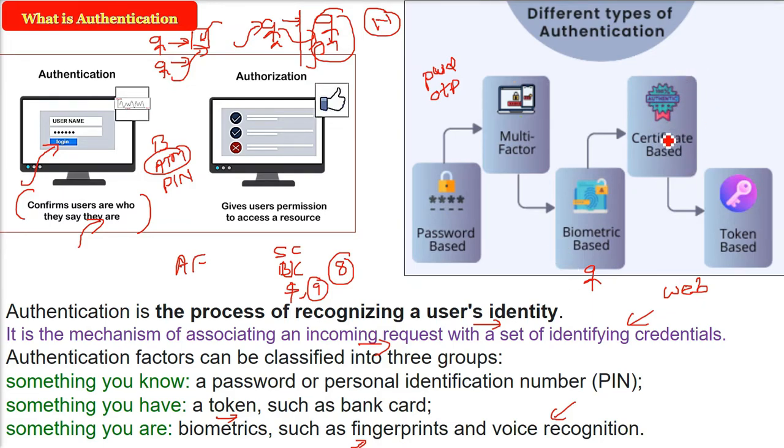Then the certificate based, in HTTPS there is certificate based communication going on, like SSL, TLS. Then we have token based, that you should have a key to open the house. That is, you need a card to enter certain rooms, those access controlled rooms. So you need to have a token. This is called token based authentication. Okay.